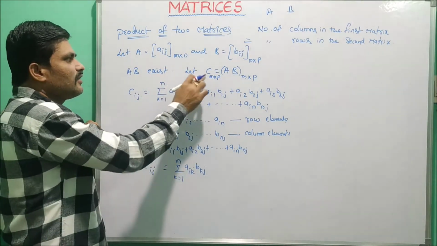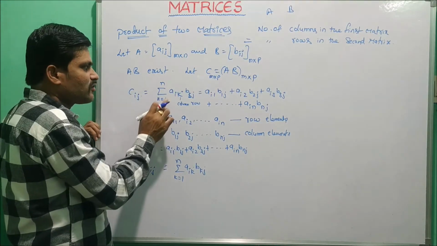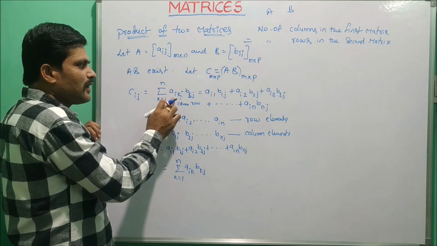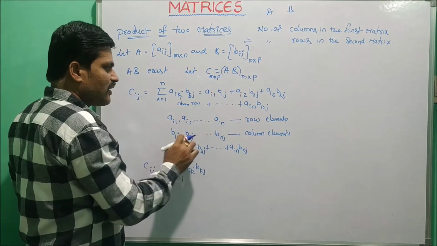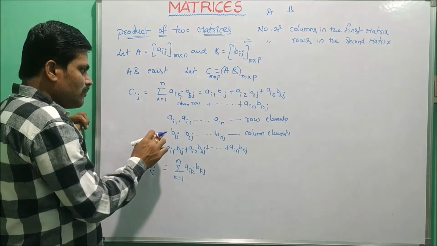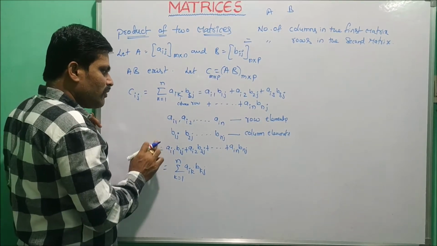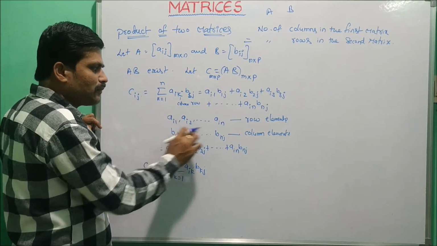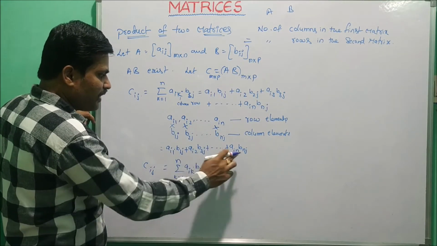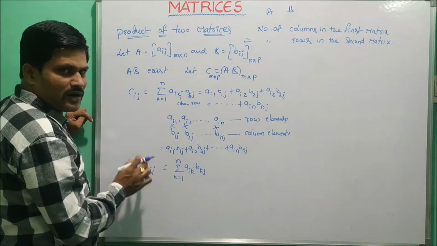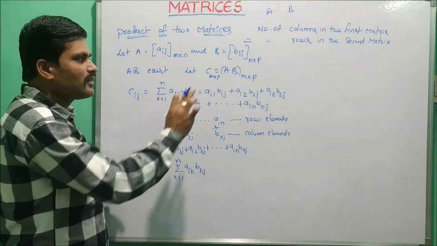The element in the new matrix C is equal to, here we write, summation k equals 1 to n. The elements can be taken in the matrix A row wise, and the elements can be taken in matrix B column wise, and multiply the row and column elements and we take the sum of those products. That is denoted by some new element in the matrix C. This is the new element in the matrix C.